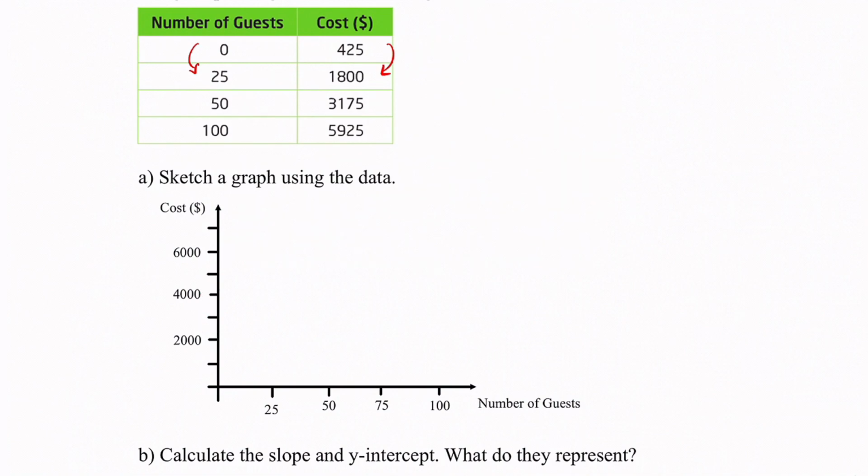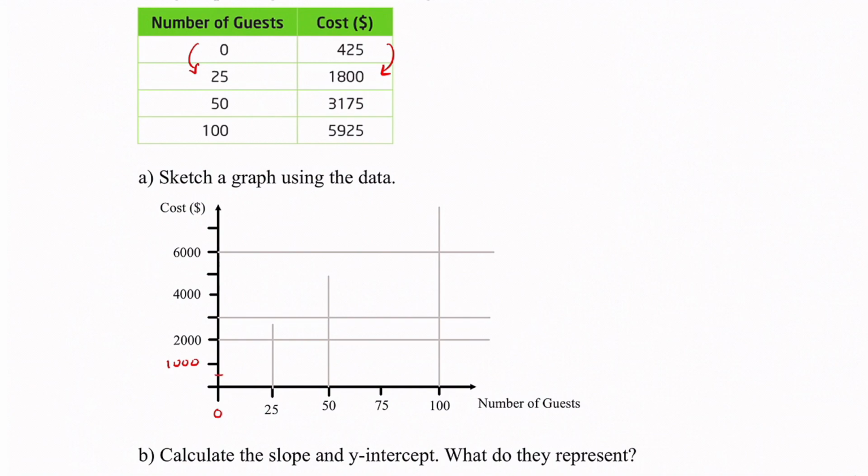So what I'm going to do first is add a little grid on top of our graph to make it easier to plot our points. I just did that to make it easier to plot my points. You could do the same thing using your ruler. So the first one, at 0, we had $425. So at 0 guests we're going to be at 425. Now this right here is 1,000, so half of that is 500, and we're at 425, so we're going to be just a bit below that, about right there.